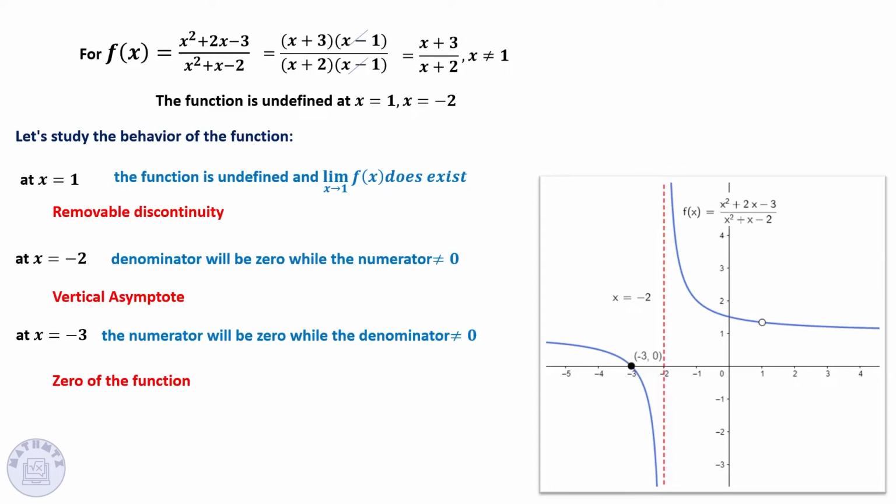So it's important that you distinguish between the removable discontinuity, when you have a hole, and the vertical asymptote. Whenever the factor is cancelled, this means at this 0, you have a hole. But with the vertical asymptote, the factor will never be cancelled. So you will see the 0 in the simplified function.